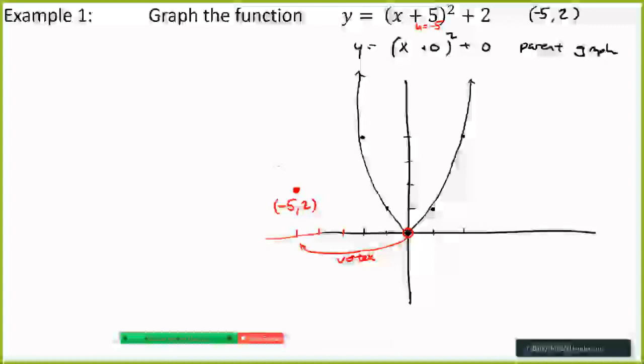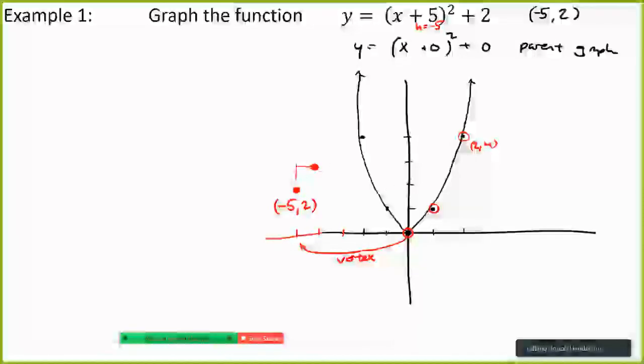So all the points on the parent graph are moving with it. So that means that this spot that was 1, 1 right here, originally on the parent graph, well, that's going to be up 1 square over 1 square like this right here. And that third point, which was at 2, 4 originally on the parent graph, well, it's over 2 and up 4 from whatever the new vertex is. So up 4.